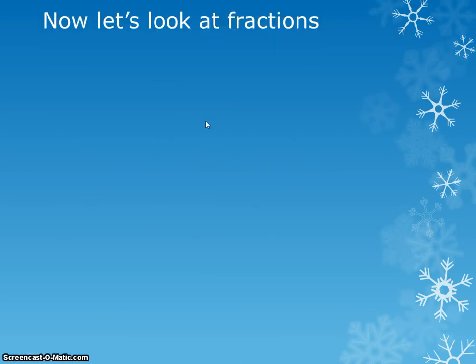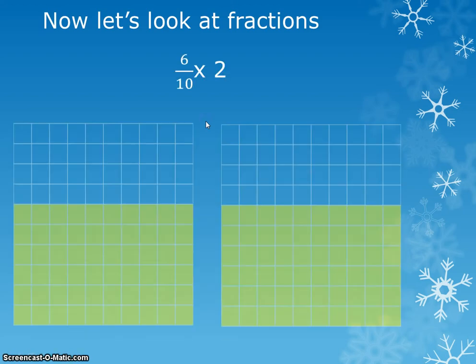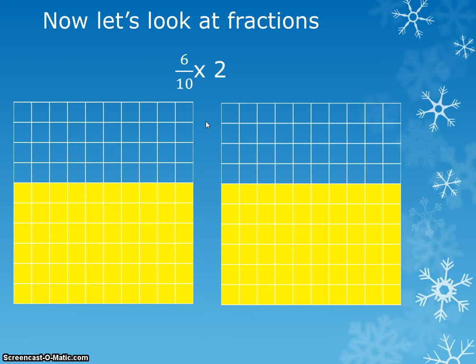Now I want you to look at fractions. Fractions are very similar, as they are the exact same thing as decimals, just in a different format. I have used an example that is the same as your decimal example. I showed 6/10 times 2. Notice how I say it the same way. The only difference is that it is in a fraction form. 6/10 times 2 as fractions looks exactly like 6/10 times 2 as decimals.